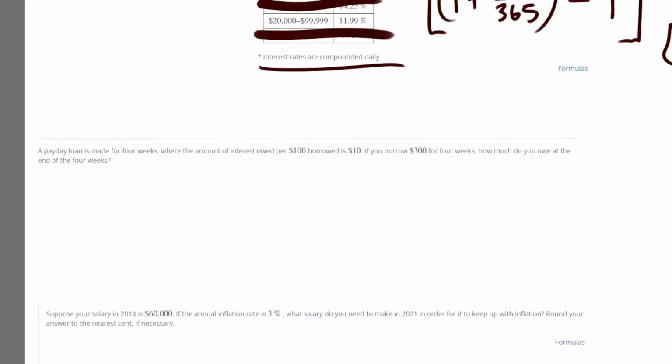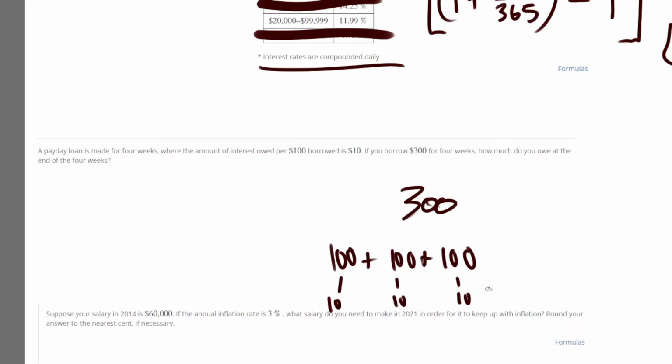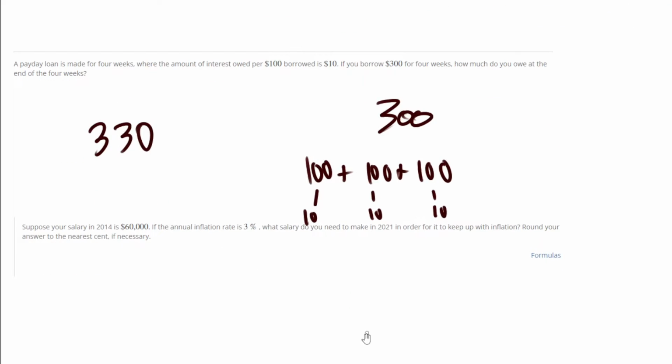So we borrow $300. That is 3 100s, right? 100 plus 100 plus 100. And we know that for every $100 borrowed, we owe $10. So we owe 10 from that, we owe 10 from that, and we owe 10 from that. But also a very common mistake is people tend to put 30 in the box, but you still owe back the amount that you borrow, right? So you have to do $330 instead, because you borrow $300, but you also have to pay $30 in interest.